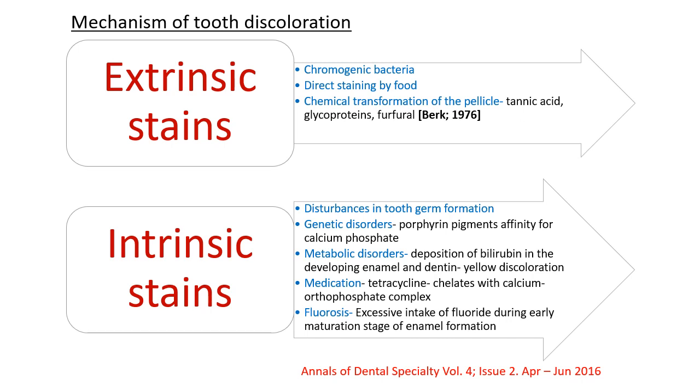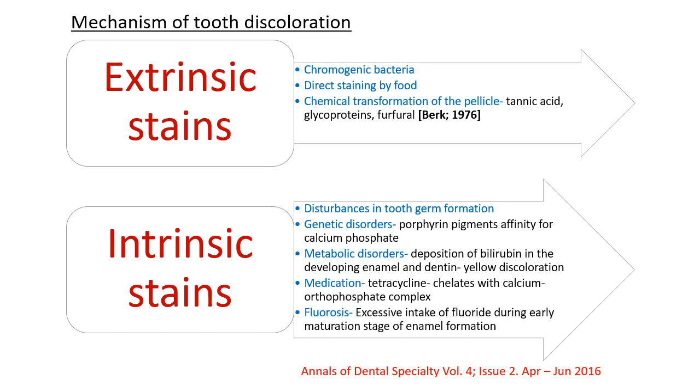Then in case of intrinsic stains, there are disturbances in the tooth germ formation, like I mentioned. Genetic disorders include porphyrin pigments, which have a higher affinity for calcium phosphate. So they tend to deposit within the inside of the tooth surface, which is commonly seen or represented as an intrinsic stain.